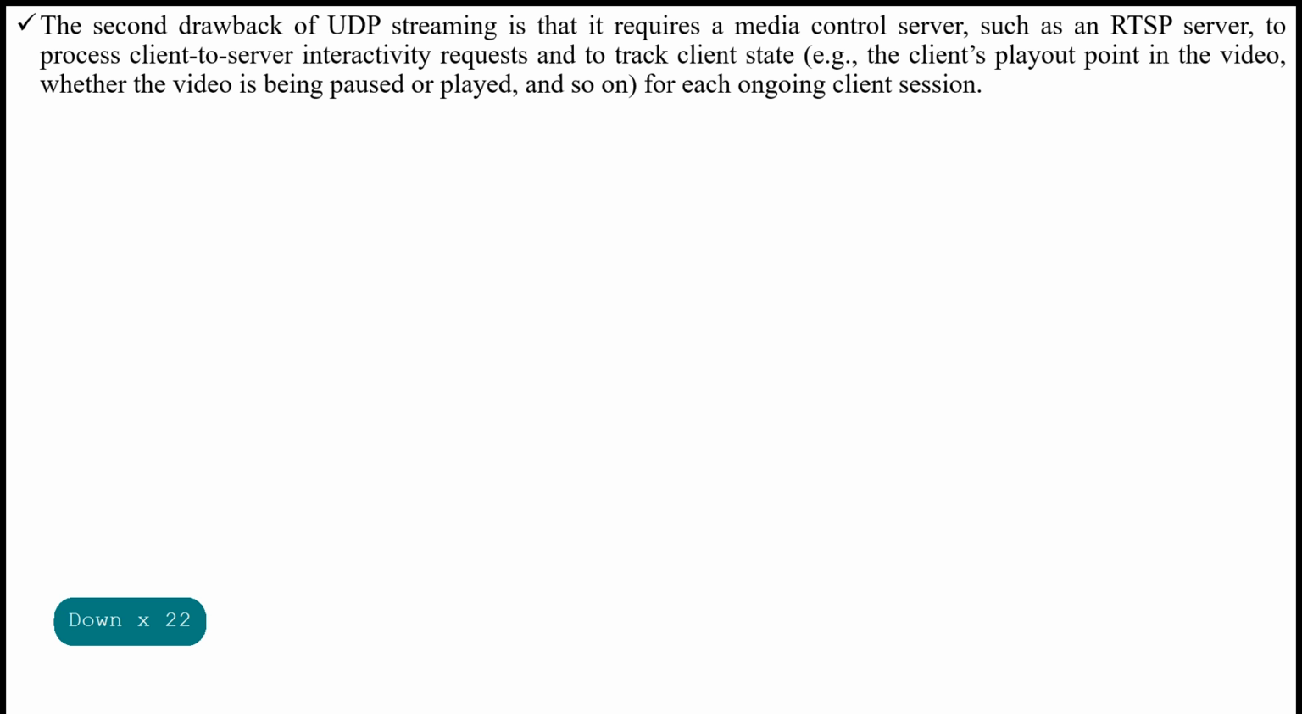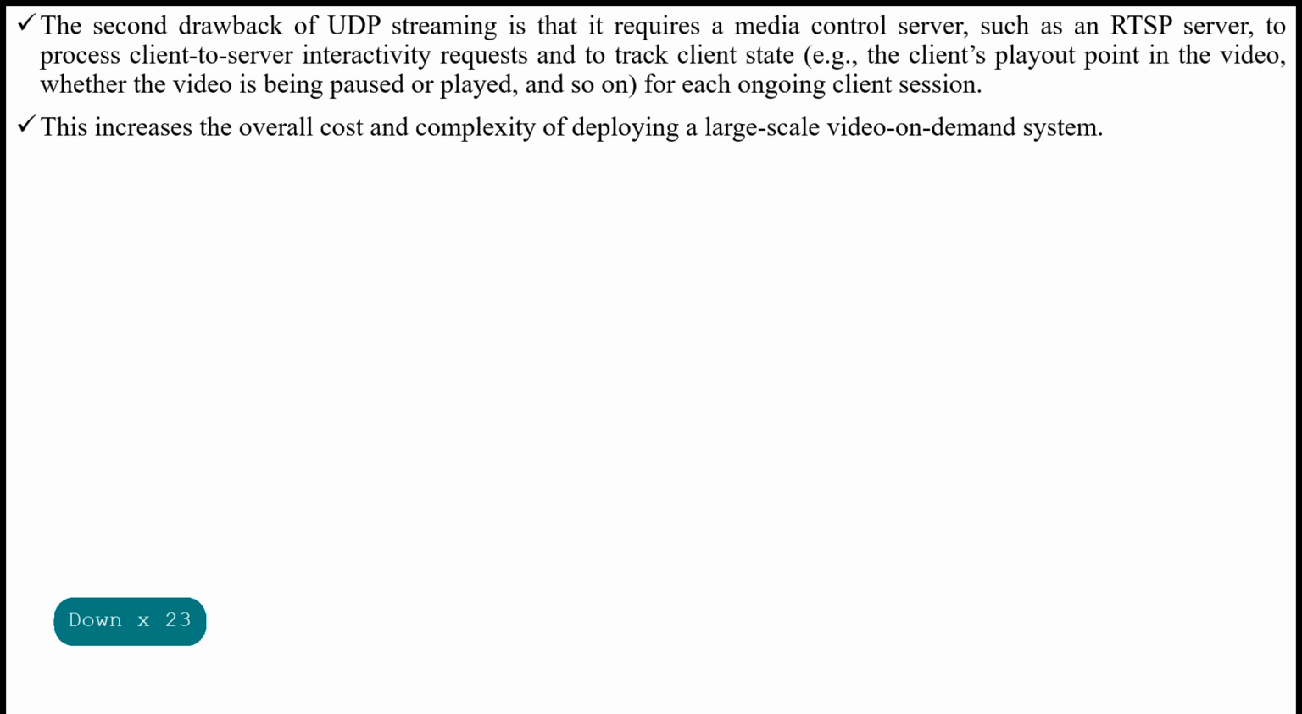The second drawback of UDP streaming is that it requires a media control server, such as an RTSP server, to process client to server interactivity requests and to track client state. For example, the client's playout point in the video, whether the video is being paused or played, and so on for each ongoing client session. This increases the overall cost and complexity of deploying a large-scale video on-demand system.